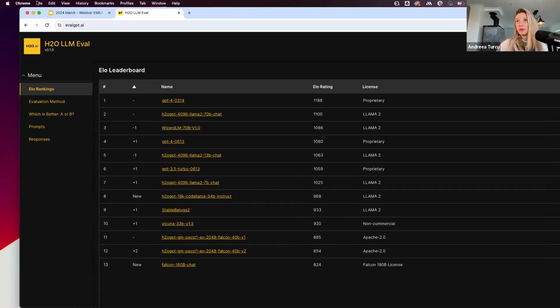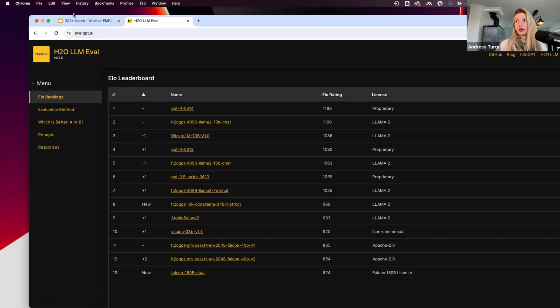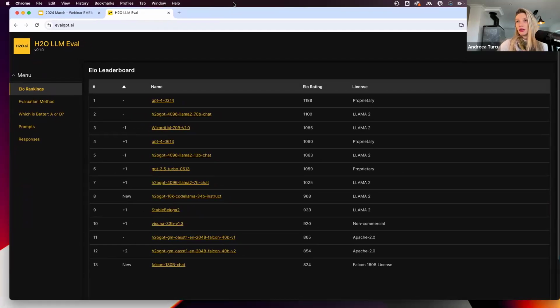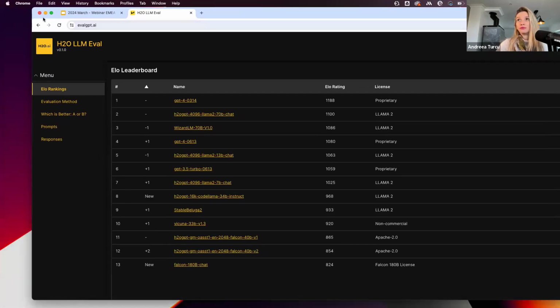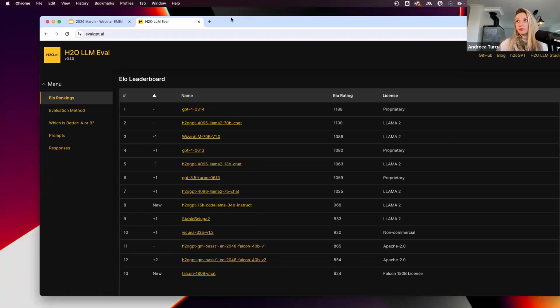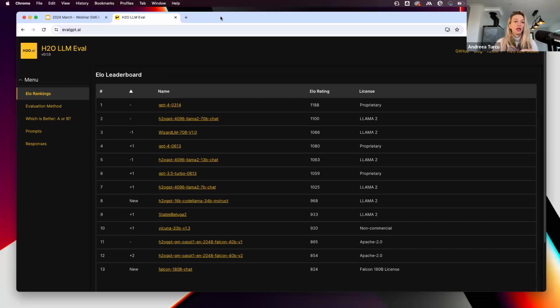And so I'm going to put it here, and we are going to walk through the tool together. Let me actually diminish just a bit the window. Okay. Perfect. So let's take a look. When we connect first time on evalgpt.ai, and this is always the case, you are prompted on the ELO rankings. So this is the first page that you usually see.